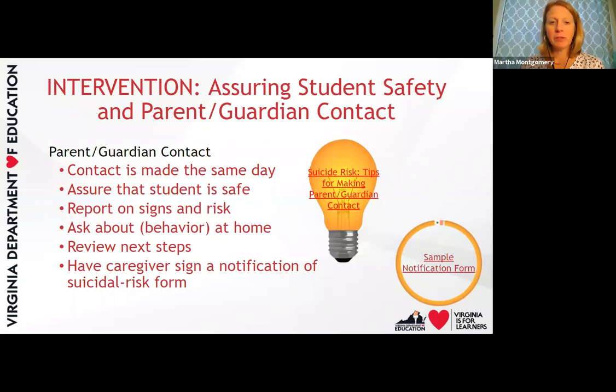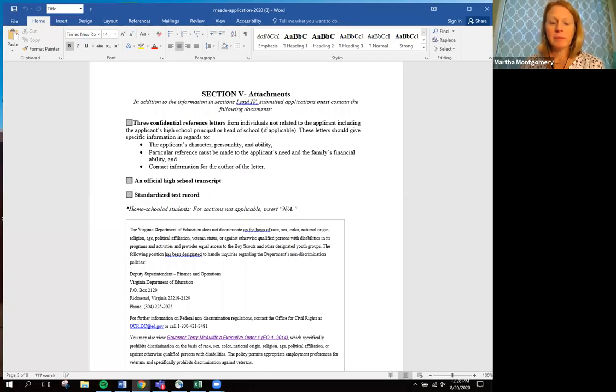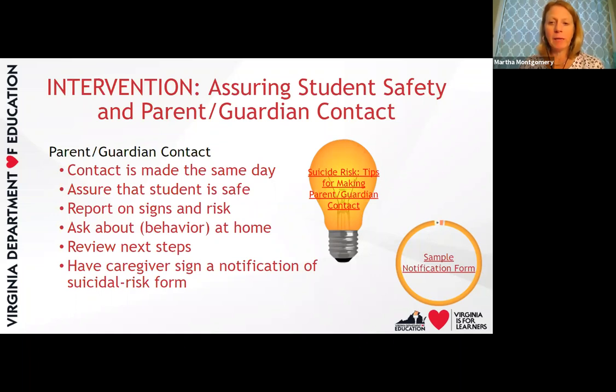And as Sarah mentioned, with the student and for the school-based mental health practitioner that's doing the interview with the student, this is a really scary time for parents as well. And so we want to make contact with parents the same day that we do the interview. And really the first thing that needs to be said is to assure that their student is safe. Because hearing that their child is at suicidal risk can be shocking, can be scary, and parents don't always know how to react to that. So you want to assure that the student is safe.